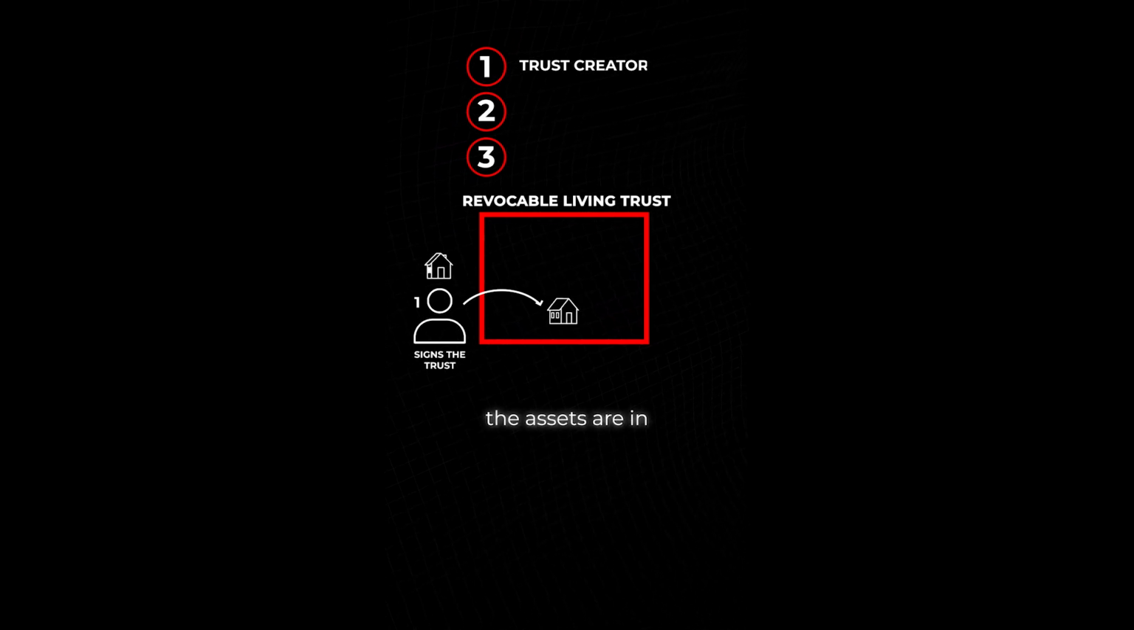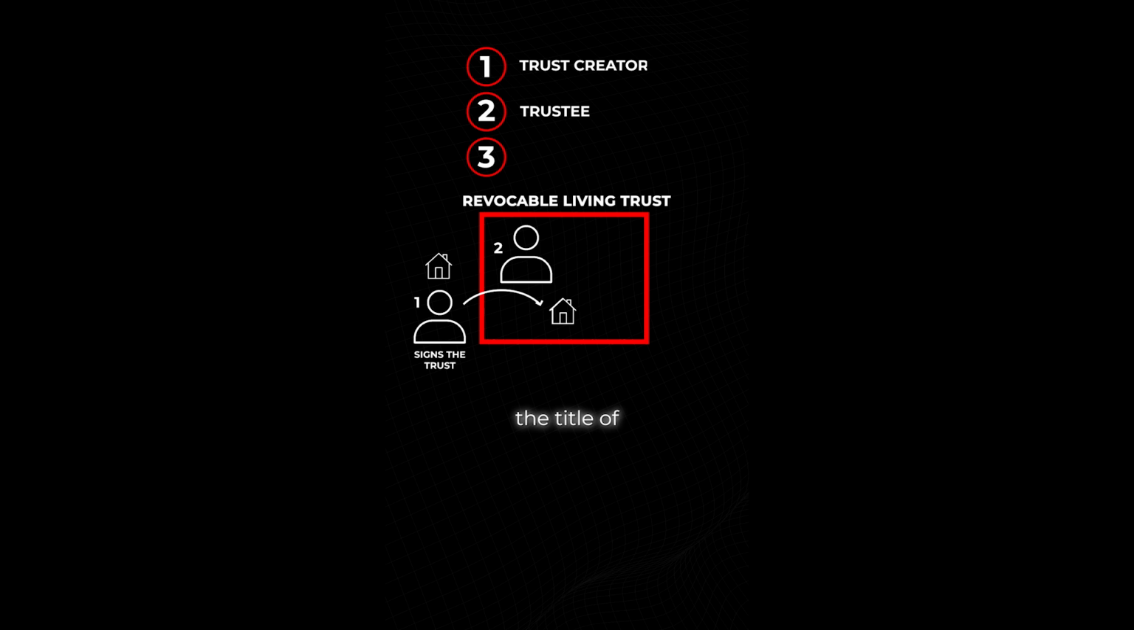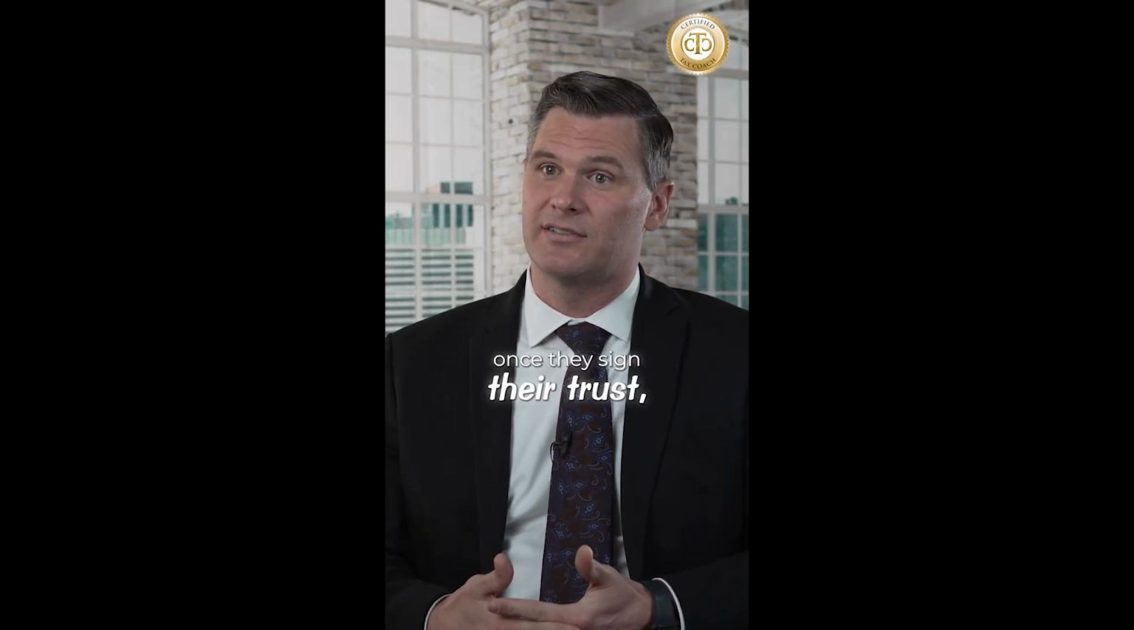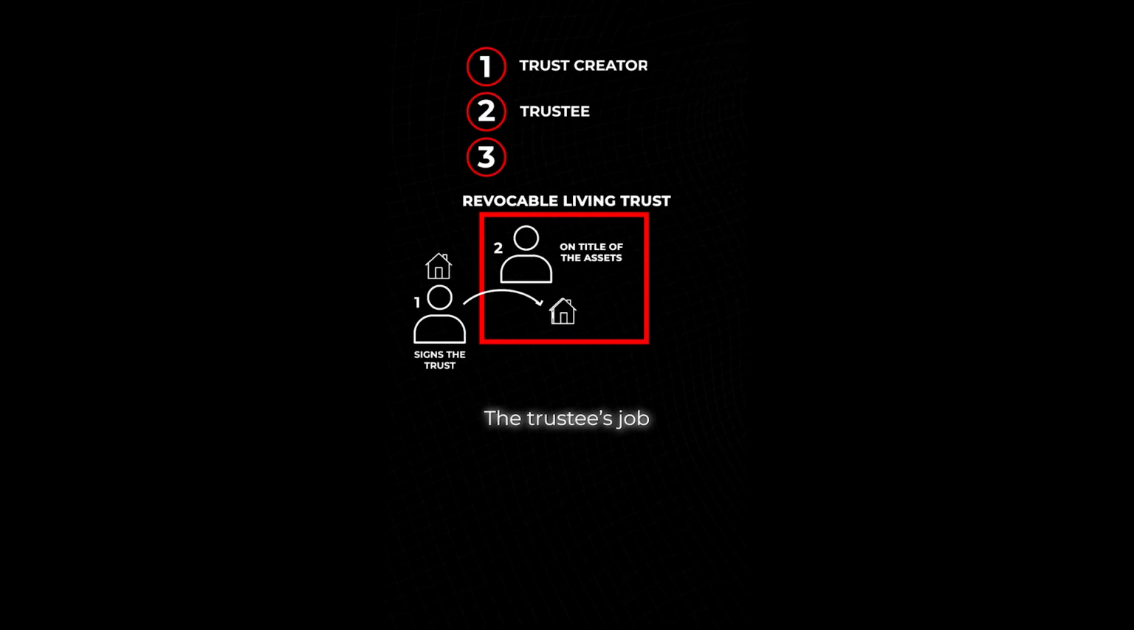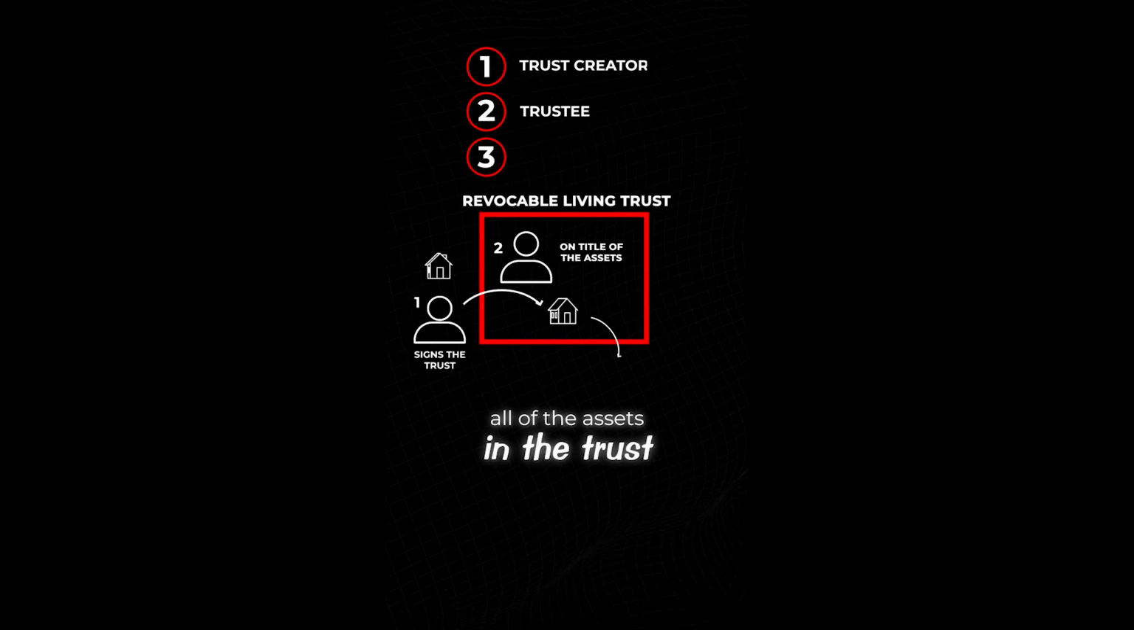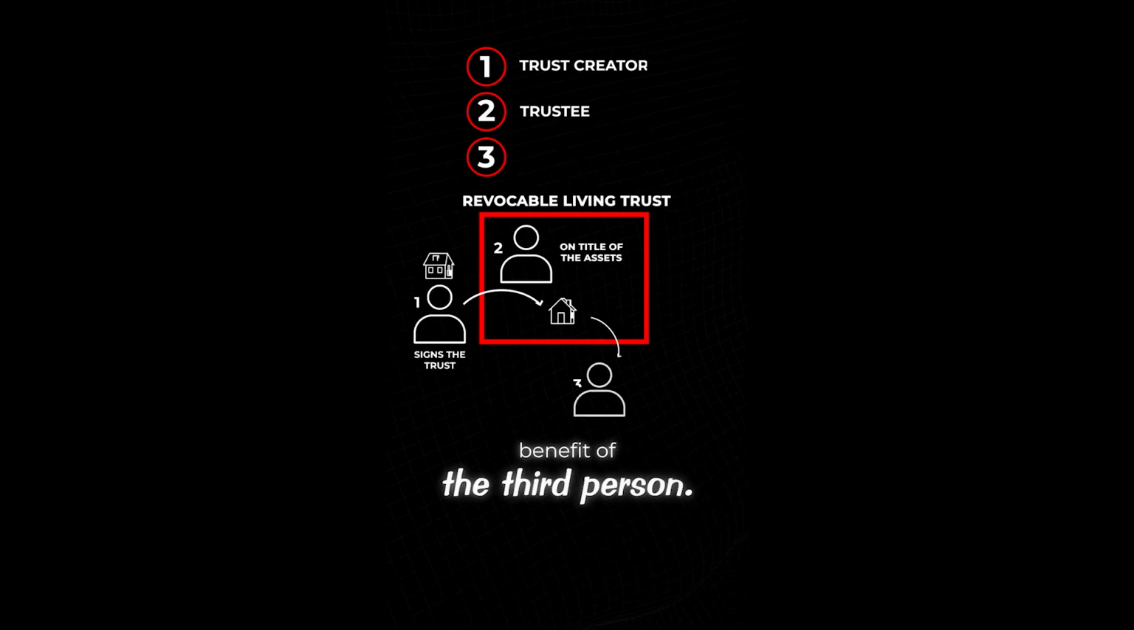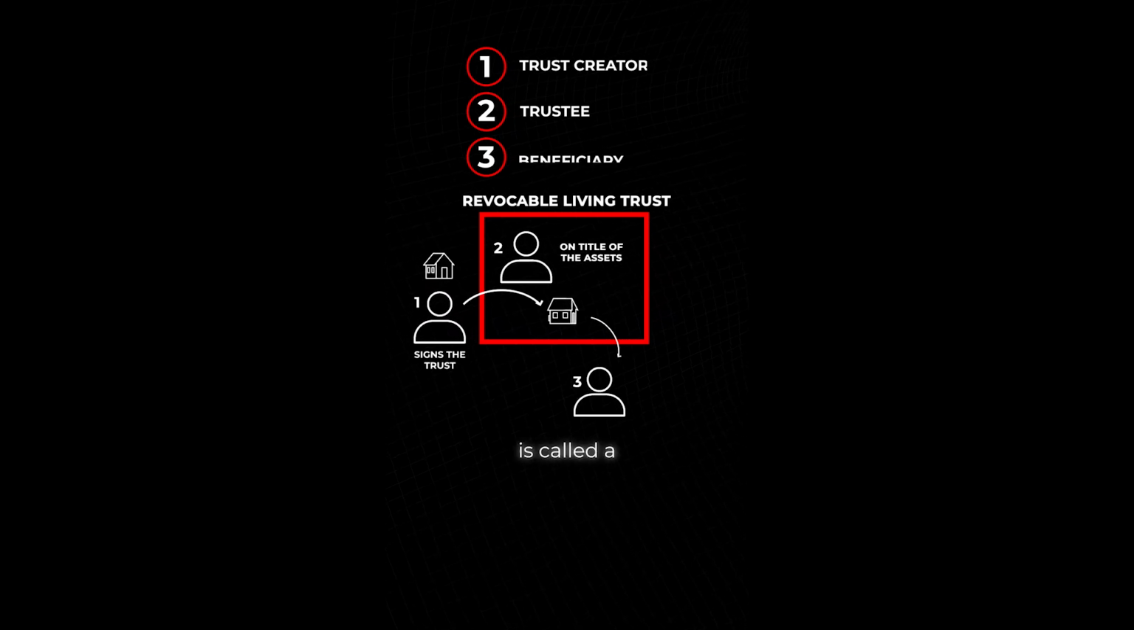Now, once the assets are in the trust, that is when the trustee will take over. The trustee is the person who is on title of the assets. They're the person that appears on the bank account title, on the title to the home, and everything that's transferred into the trust. Now, for our clients, again, once they sign their trust, the trustee is them once they sign. The trustee's job is to manage all of the assets in the trust for the benefit of the third person. And that person is called a beneficiary.